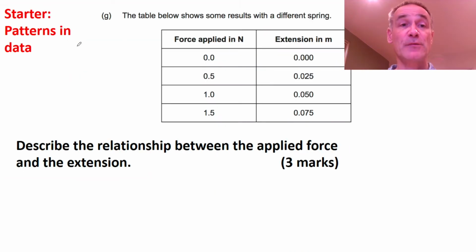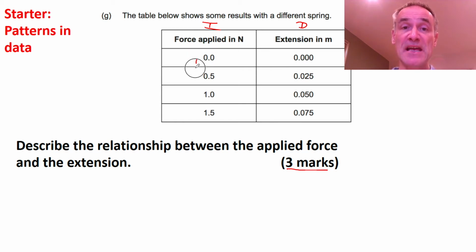So we're now going to look at patterns in data. The first thing to remember is on a table of results, your independent variable will always be first. This is the one that you are changing. And your dependent variable will be here. This is the one you're measuring. This depends on this. So extension of the spring depends on the force you apply. And always start basically. So if I've got to describe the relationship between the applied force and extension, this is worth 3 marks. How can we get 3 marks out of this?